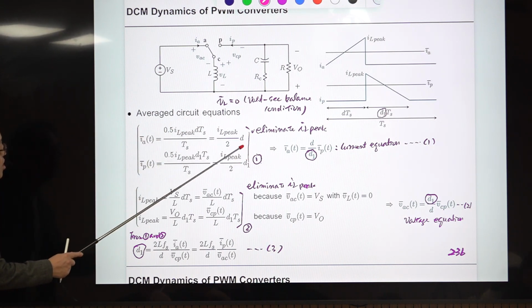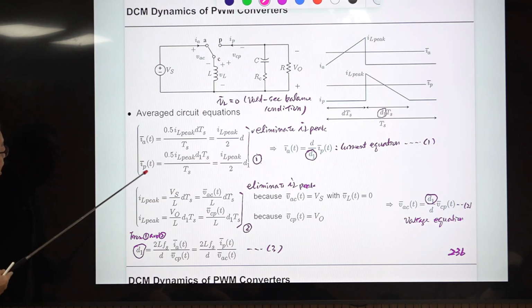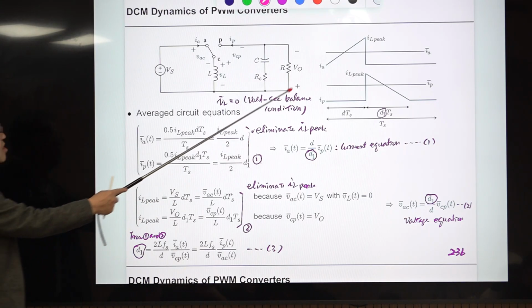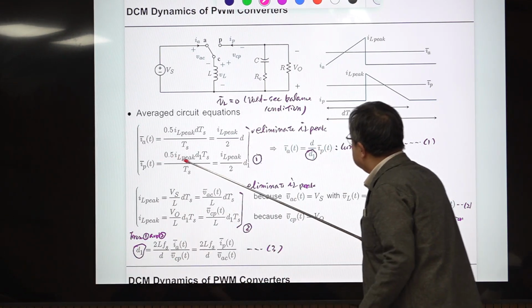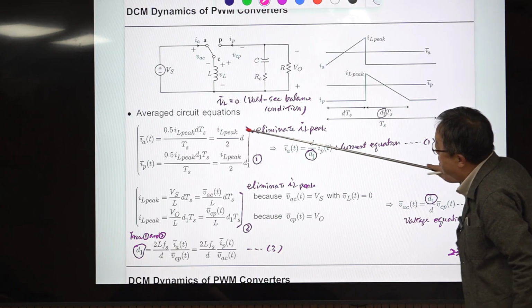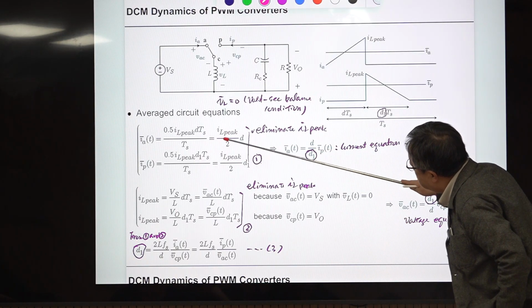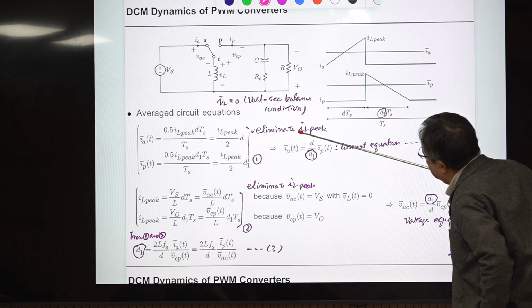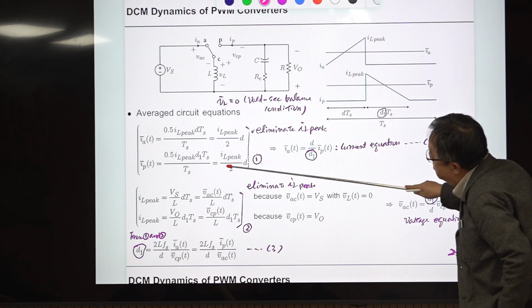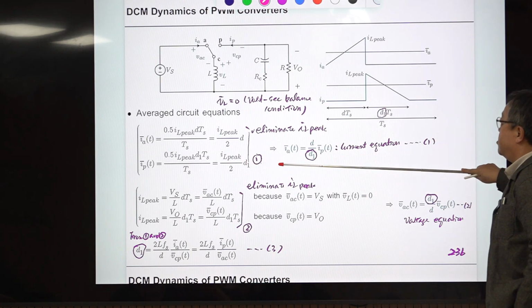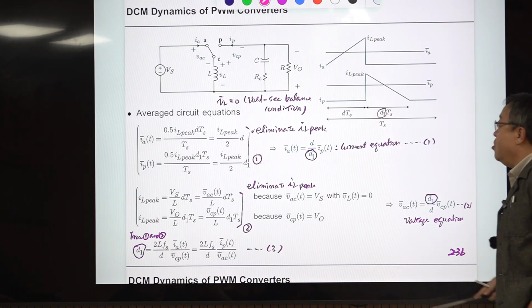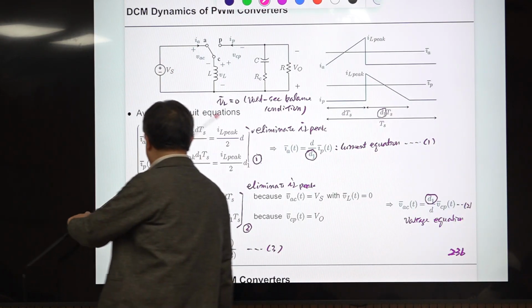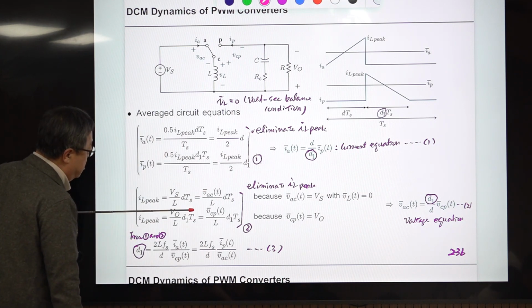In IA, D is here, and in IP, D1 is here. This is obvious, right? Because this is the D TS, and this is D1 TS. Then with this, you have this relationship. Okay, you eliminate this IL peak, then you have this equation. This is a current equation in the average sense. Okay, and the voltage equation, IL peak is given by this equation.